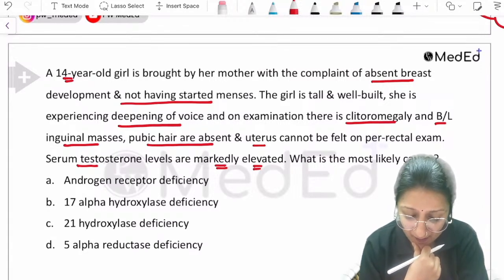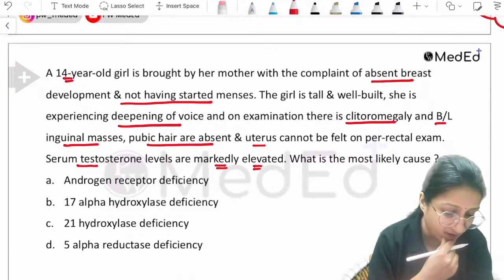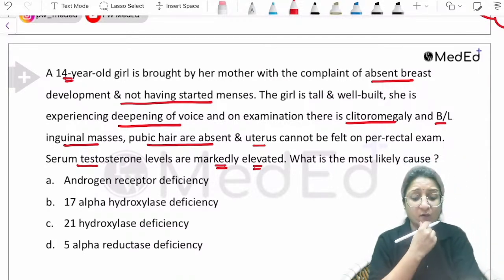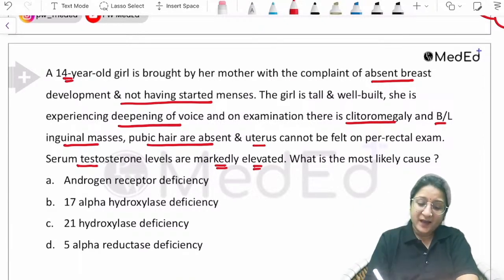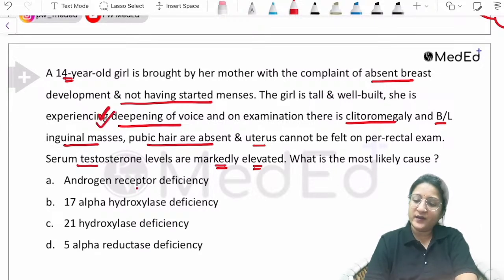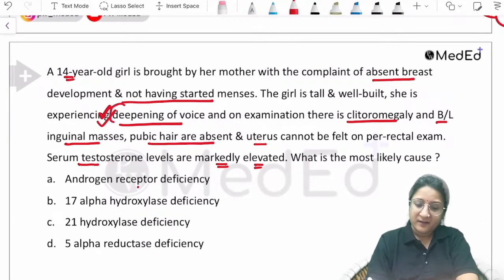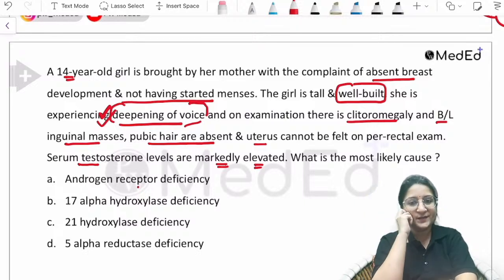You are saying pubic hair development under androgens, peripheral conversion of testosterone to estrogen. All those you are saying, agreed. All valid points you are giving. But if there were androgen receptor deficiency, what would be these effects? Deepening of voice. They are saying tall and well-built also. Male muscle mass, deepening of voice, male-like changes in puberty. Which hormone is responsible for it?